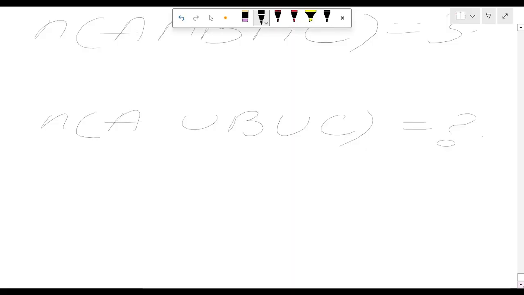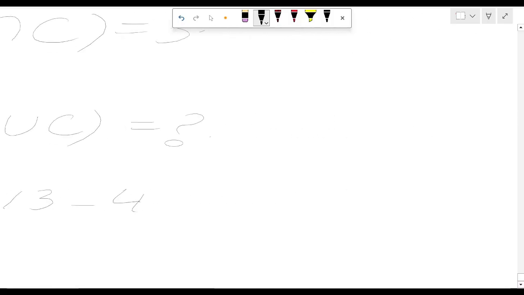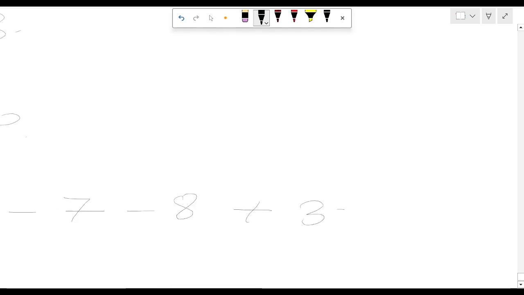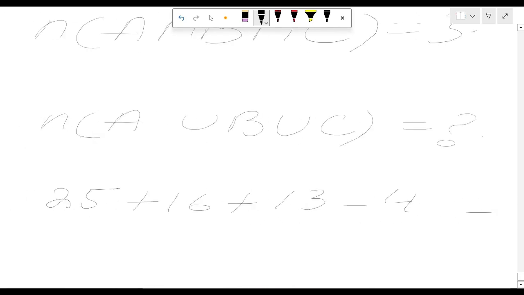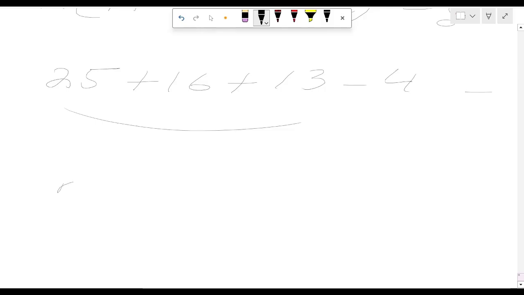So how can we do that? Let's just fast forward this. It is very easy to solve. What we will do is add the number of A with the number of B with the number of C. Then we will subtract the number of A intersection B, which is 4, then B intersection C, then A intersection C, and then we will add in the end 3, which is A intersection B intersection C. So we will just write here that the number of A union B union C is equal to 38.